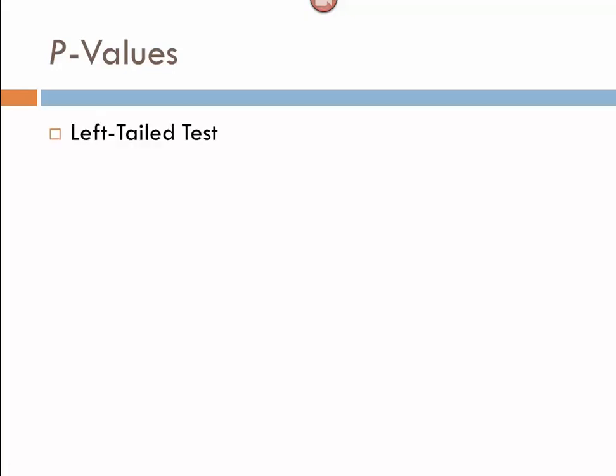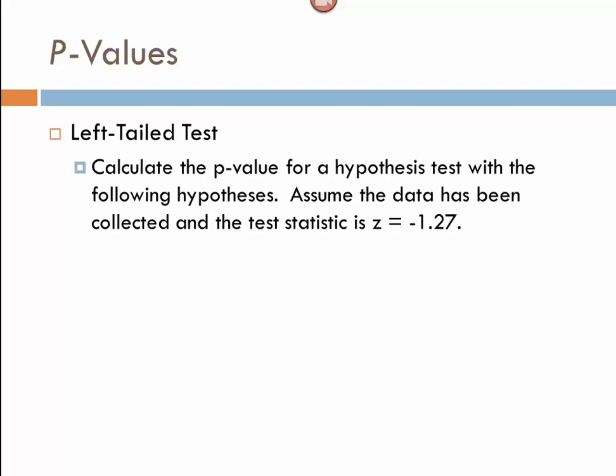So let's practice just finding a probability value. For a left-tailed test, we would calculate the p-value for a hypothesis test with the following hypotheses, assuming the data has been collected and the test statistic value is negative 1.27. So assuming these hypotheses, null p equals 0.45, we're talking about a percentage, so we have p there. Notice our alternative is a less than symbol, and so we know we're doing a left-tailed test.